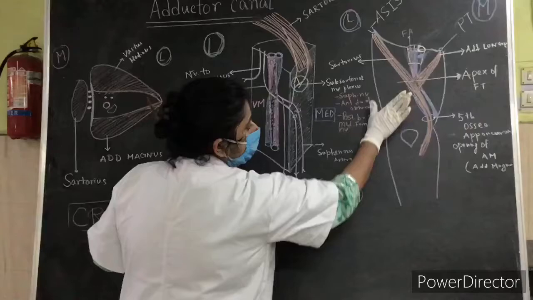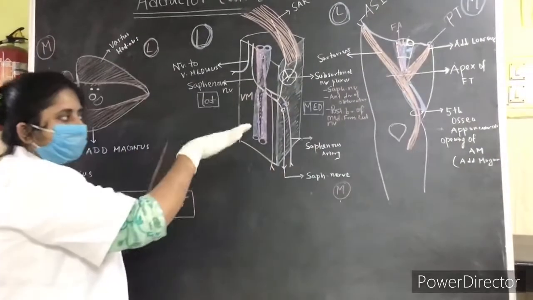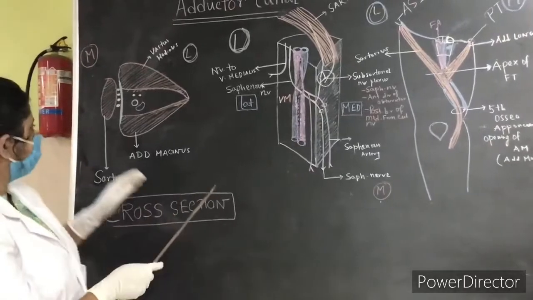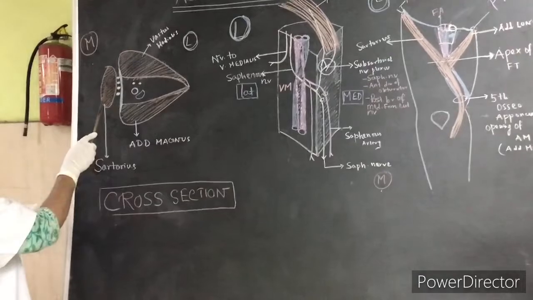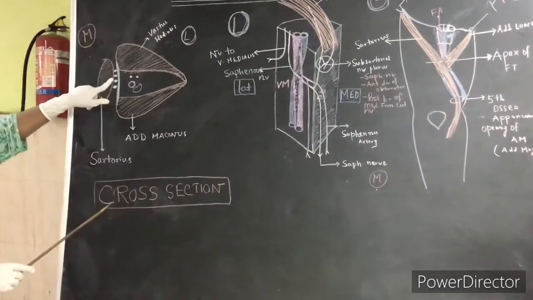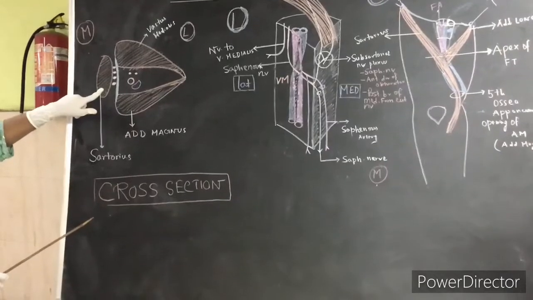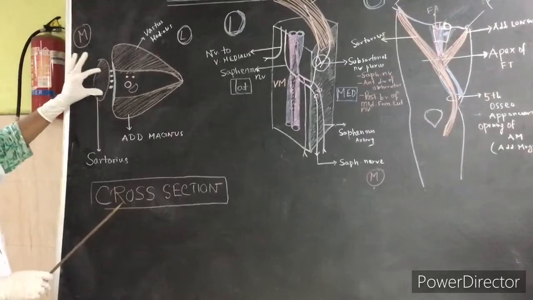So it just covers the fascial roof of the adductor canal. Okay, it is not directly related, it covers the fascial roof of the adductor canal, and there are some nerve plexuses there, that is known as subsartorial plexus of nerves. Okay, so how is this subsartorial plexus of nerves formed?